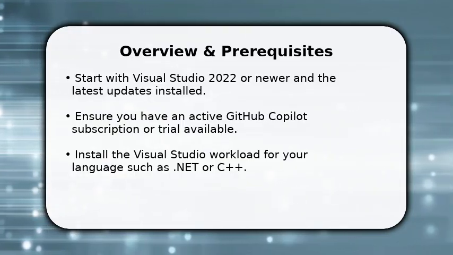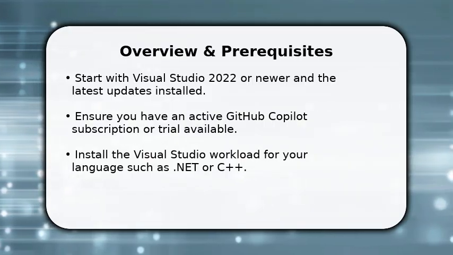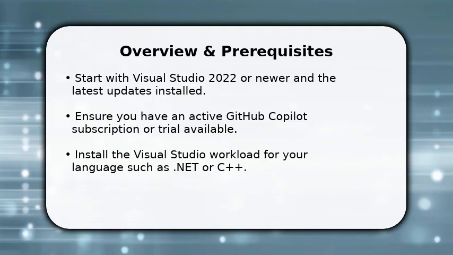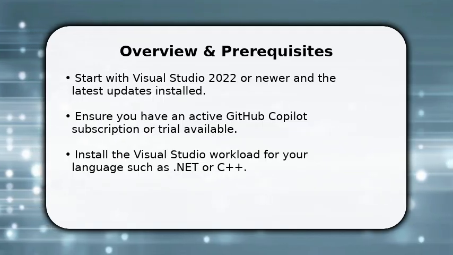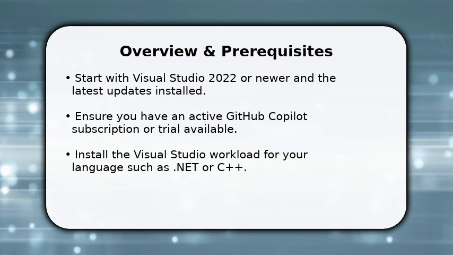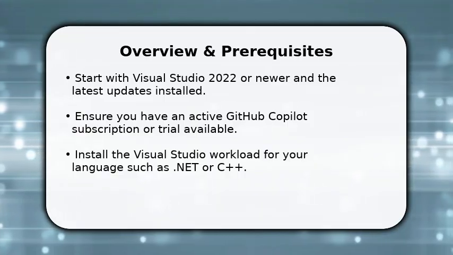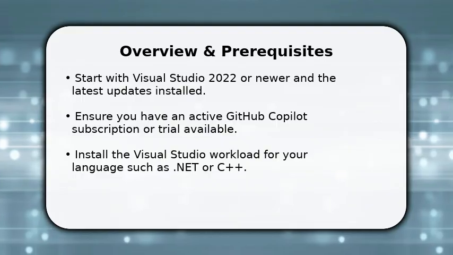Prepare a GitHub account with two-factor authentication enabled for security. Install the Visual Studio workload for your language such as .NET or C++. Check that your machine meets network and proxy requirements before proceeding. Have your preferred projects open to test Copilot after installation completes.